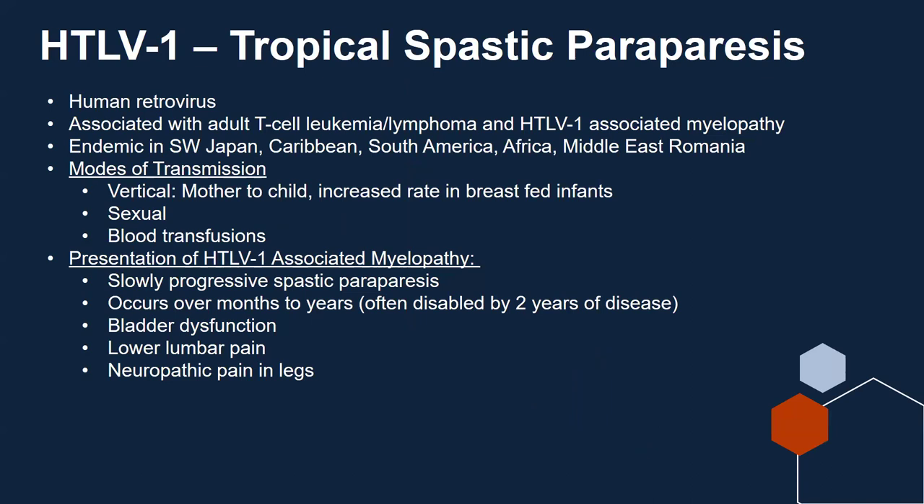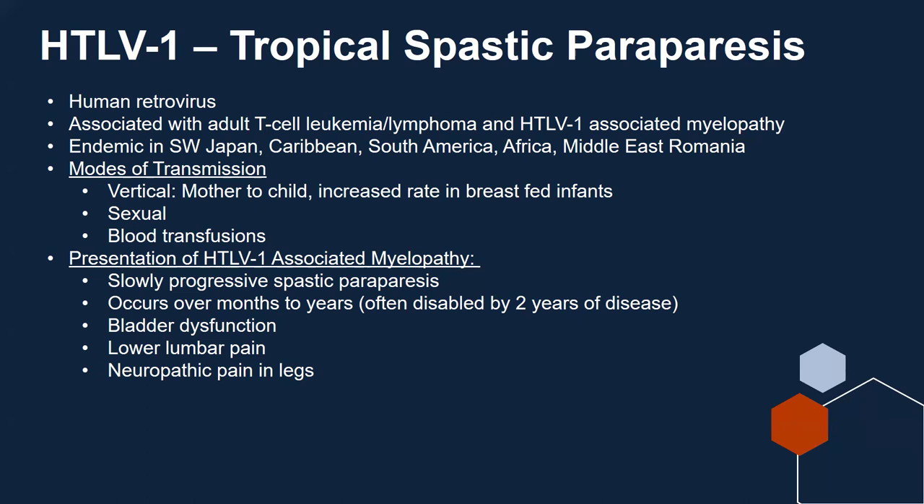First, we'll talk about HTLV-1, which is also known as tropical spastic paraparesis. This is a human retrovirus that's associated with adult T-cell leukemia or lymphoma, as well as the HTLV-1-associated myelopathies. It's endemic in Southwest Japan, the Caribbean, South America, Africa, the Middle East, and Romania.